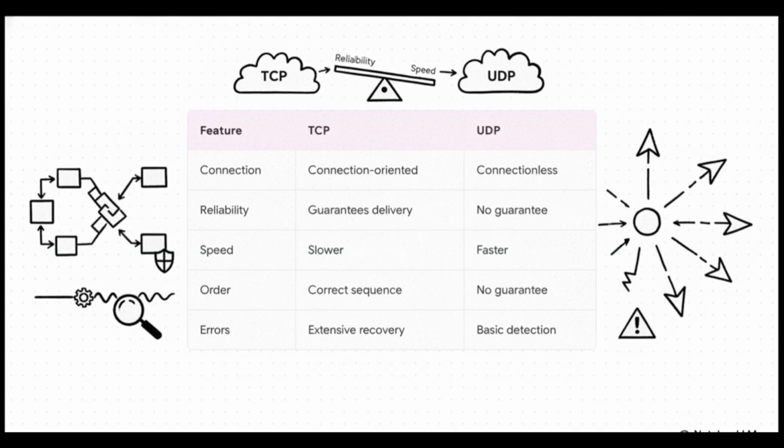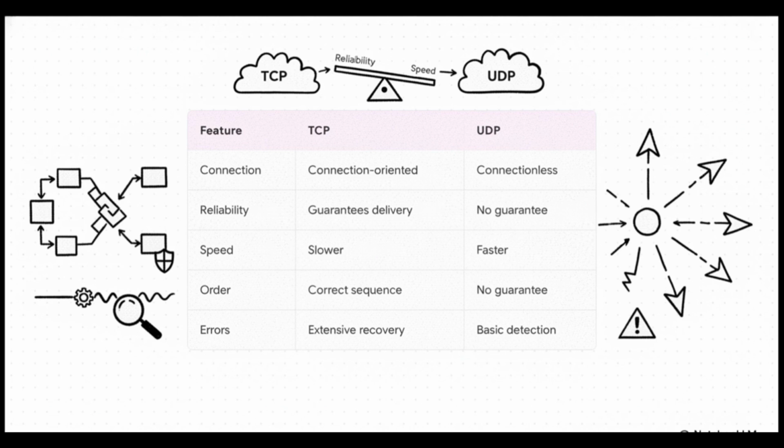So, let's rapidly summarize this technical showdown. This really cements the whole reliability versus speed dichotomy. For the connection itself, TCP is connection-oriented. It sets things up first, while UDP is connectionless, just firing away. When it comes to reliability, TCP guarantees delivery.